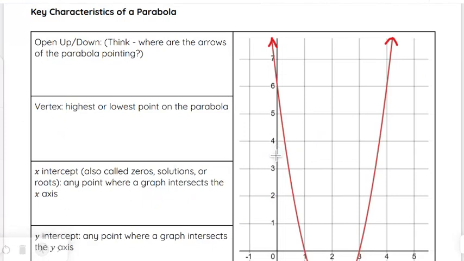So let's take a look at a parabola and let's talk about some of those key features. The first one we're going to talk about is whether this opens up or down. So again, think of where those arrows are pointing. On this one, they are pointing up. So this parabola opens up.